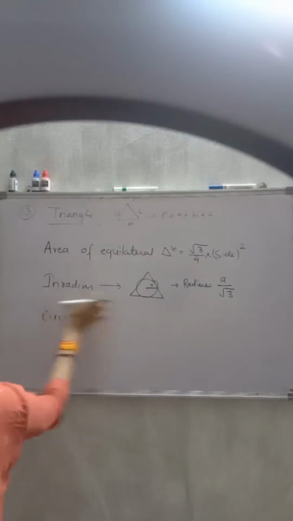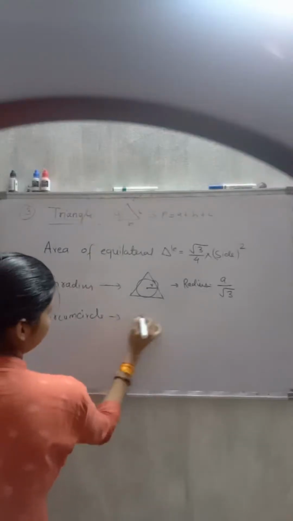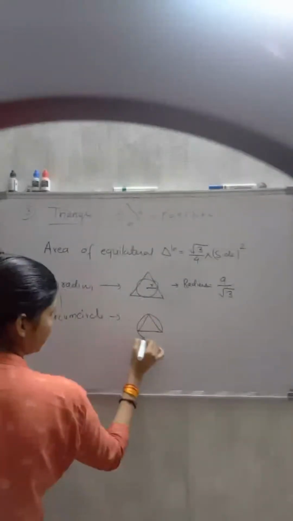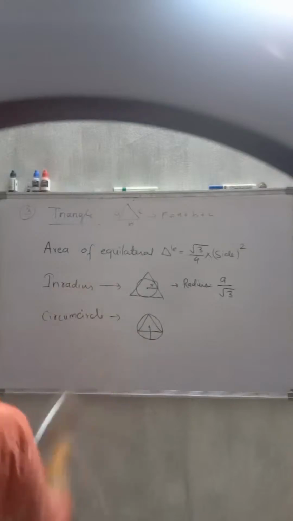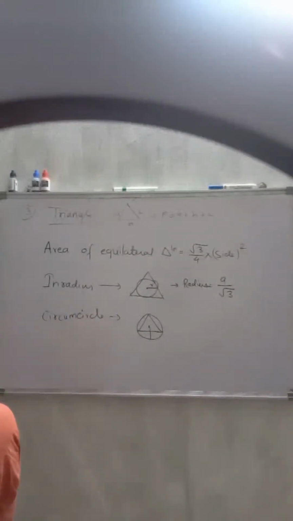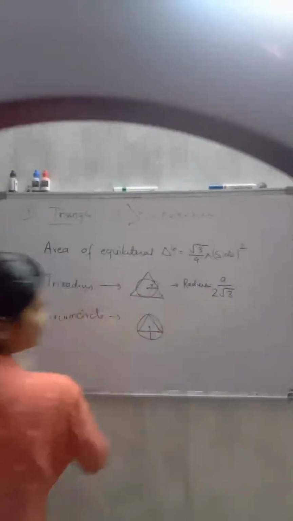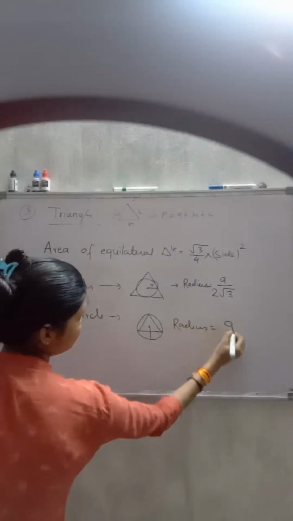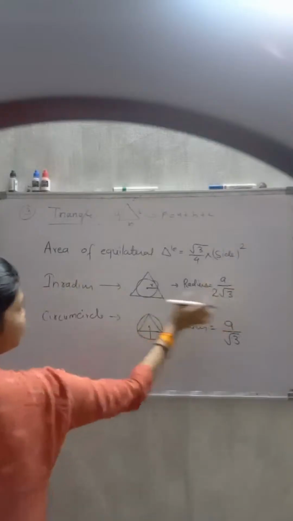So how we will find the inradius? By using side divided by root 3. And circumradius is, if we have equilateral triangle and we draw a circle, so this is known as circumcircle and this is circumradius. So this radius of circumcircle will be equal to, radius of incircle होता है a by twice of root 3 and circumradius होती है a by root 3. A by root 3 is circumradius and a by 2 root 3 is inradius.